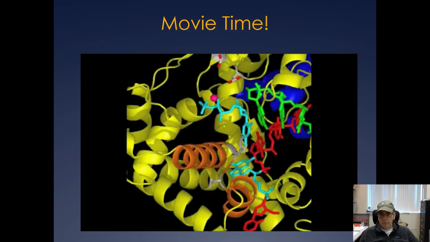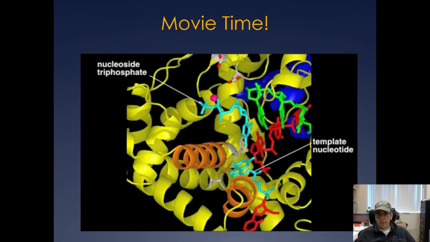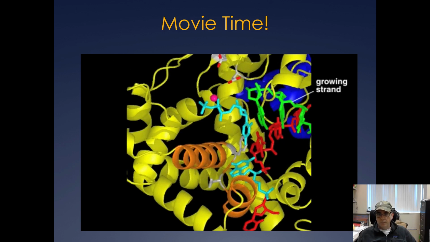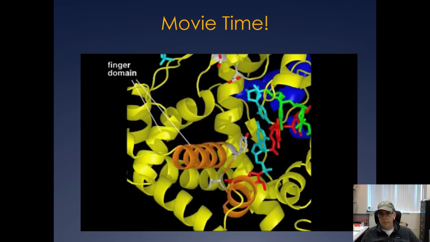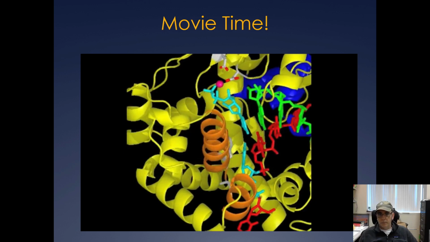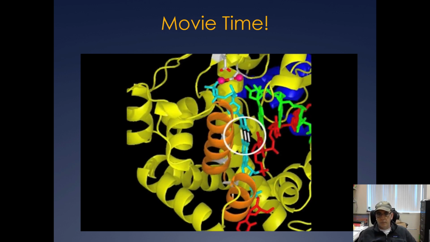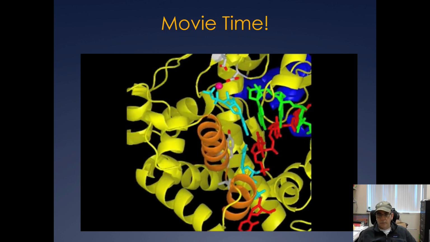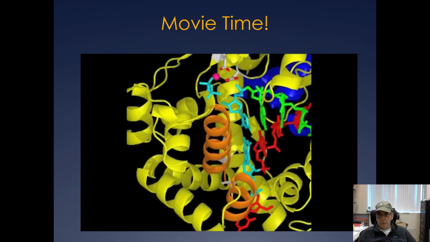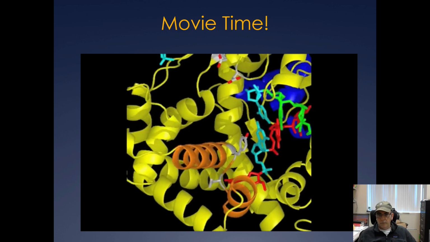In this view, the details of nucleotide selection at the active site are shown, with the incoming nucleoside triphosphate and the template nucleotide in light blue. The growing strand is green, and the template strand is red. When the finger domain moves inward, the nucleoside triphosphate is tested for its ability to form a proper base pair with the template nucleotide. When a base pair forms, the active site residues catalyze the covalent addition of the new nucleotide onto the 3' hydroxyl group on the growing strand, and the entire process repeats at speeds up to 500 nucleotides per second.